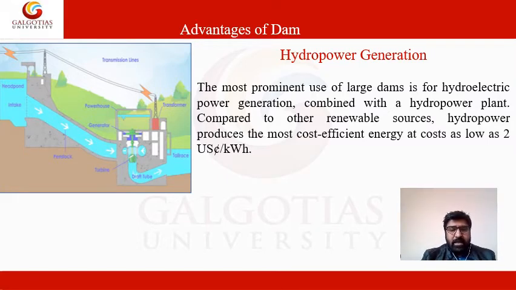So what is that? Beside that, hydropower produces the most cost efficient energy. Compared to other renewable sources, hydroelectric energy is literally very cost efficient. And now let us look at the parts of the hydropower plant. The first part is the dam, or you can say head pond.